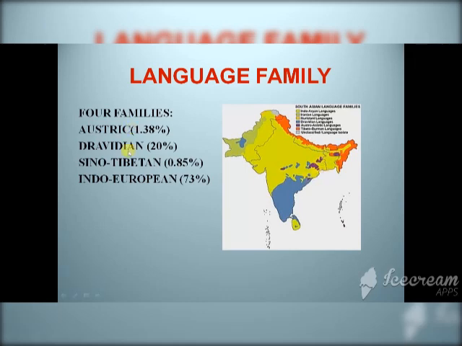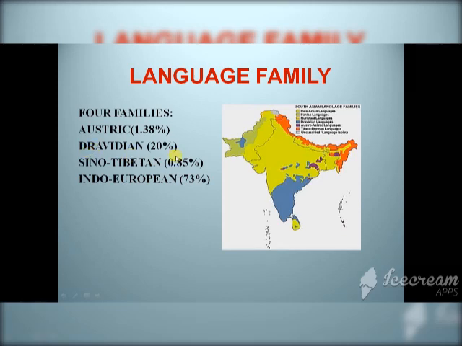Under each family there are many languages. For example, the Austric family can be found in Meghalaya, Nicobar Islands, West Bengal, Bihar, Orissa, Assam, Madhya Pradesh, Maharashtra, and outside India also. Then comes the Dravidian family, which consists of 20%. This group is the Dravidian family, the blue shade. The areas where the Dravidian family is concentrated are Tamil Nadu, Karnataka, Kerala, Andhra Pradesh, Madhya Pradesh, Orissa, Maharashtra, Bihar, West Bengal, etc.